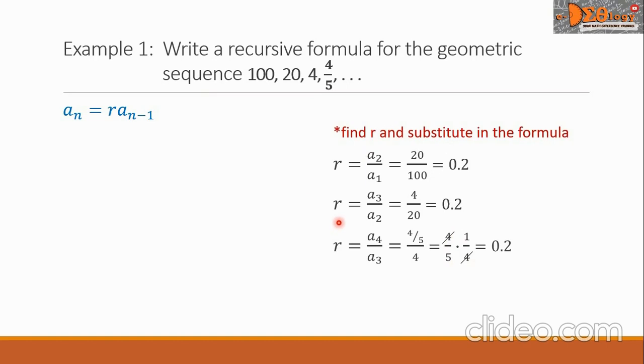Now, using the value of r, we will substitute in our recursive formula. So we will have now a sub n equals 0.2 times the previous term, denoted by a sub n minus 1. This is our final answer.